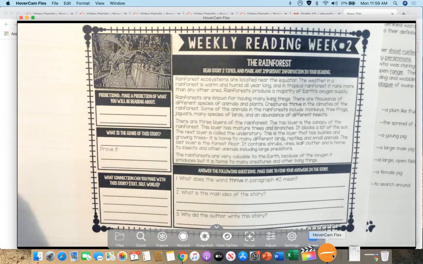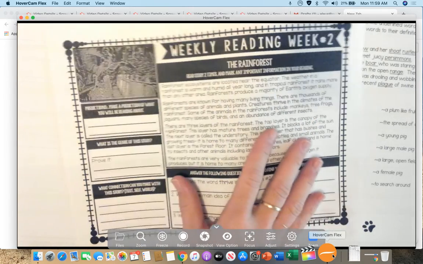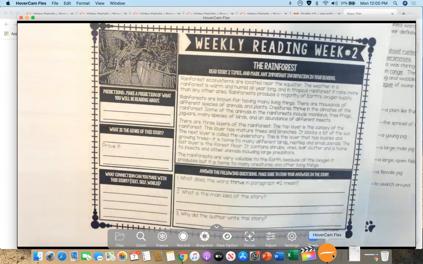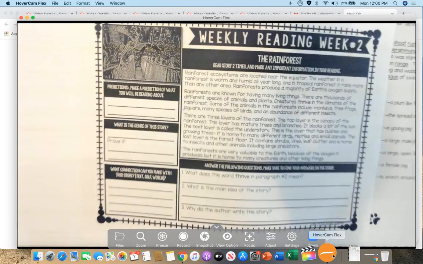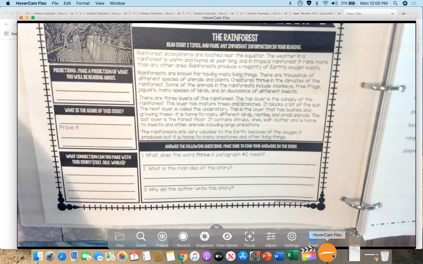Last week was a story. It was fiction. This week is an article. This is an article about the rainforest. So there are some differences in this one. I do want you to please watch the whole video before you do your assignment, okay? So here we go. This is called the rainforest.